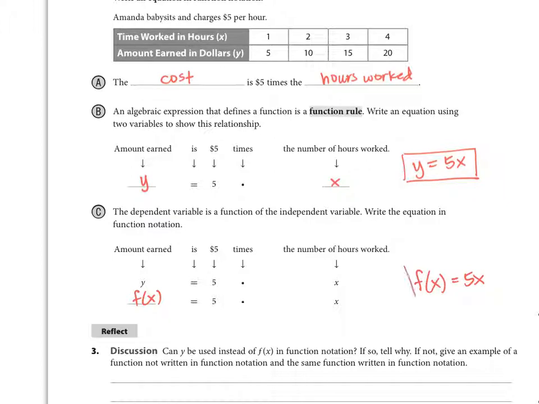So f of x equals 5x. Compare those. Look how similar they are, or how different they are. We want to start using this function notation, the second one that I wrote down. So let's take a look at another example.